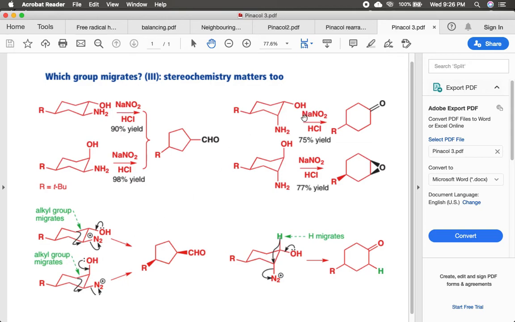Let's look at this one. In this case, the hydrogen is anti-periplanar to the leaving group. So the hydrogen can migrate and give rise to this product. Then what about this one? In this case, neither the hydrogen nor this group's bond is anti-periplanar. So there is no way of migration. Instead, the lone pair directly attacks this carbon and you get the epoxide as the final product.